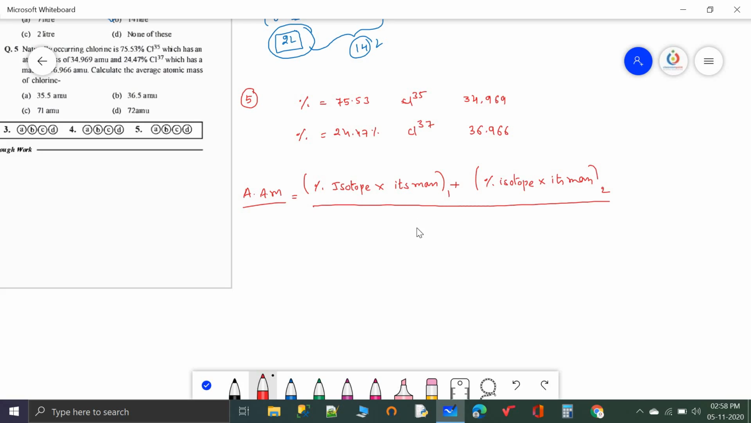Divided by total percentage. Total percentage, anyhow, is equal to 100%. So let's try to substitute this formula. First isotope percentage, how much? 75.53, and its mass is 34.969.